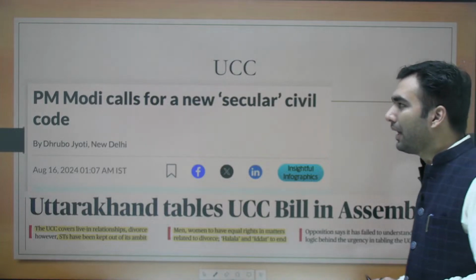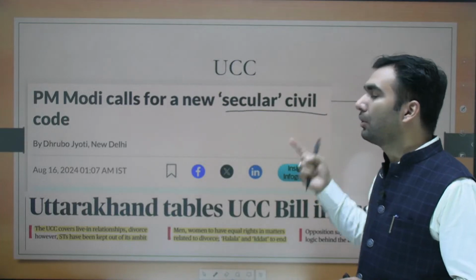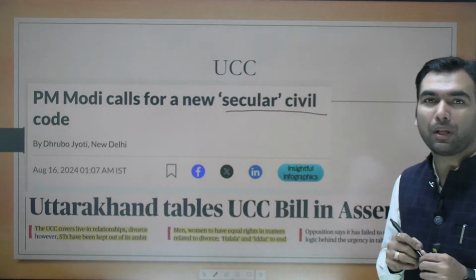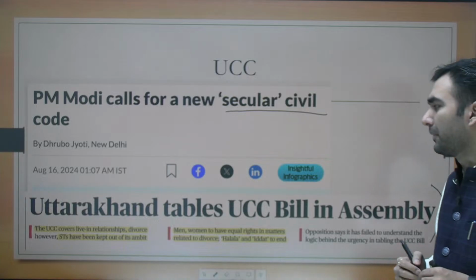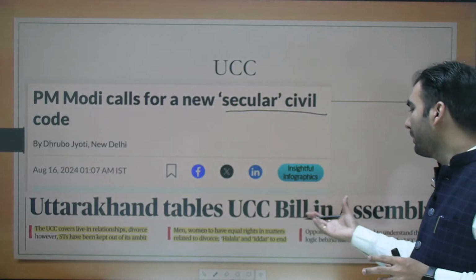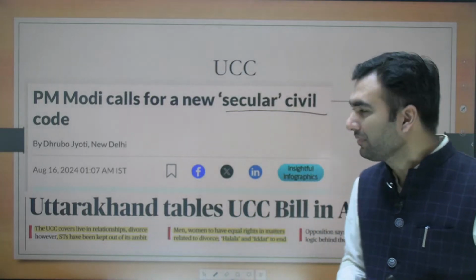And there have been two instances. One, in this year's Independence Day speech, our Prime Minister said that there has to be a secular code, a uniform secular code in our country. He has not used the word uniform civil code, rather he has used the word secular code. And before that, Uttarakhand has already become the first state, or if not the first state, Uttarakhand has tabled a UCC bill, or rather this bill has got the assent of the governor and it has become an act itself. So these are the two instances.